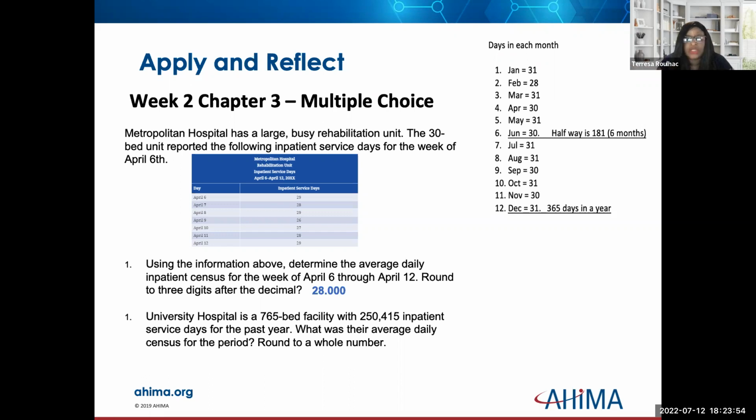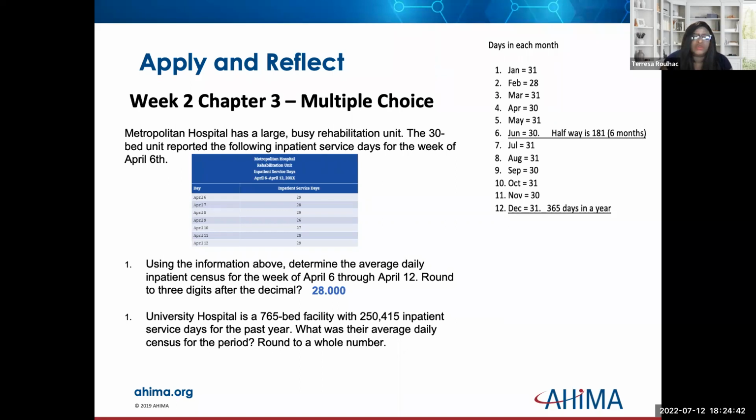For the second question, we look at what the question is actually asking us. We know that the university has a 765-bed facility with 250,415 inpatient service days for the past year. But we want to know the average for the past year. This is a non-leap year. There are 365 days in a year. What we do is we take the 250,415 and we divide it by 365. This is going to give us our daily census. But remember, we round it to the whole number.